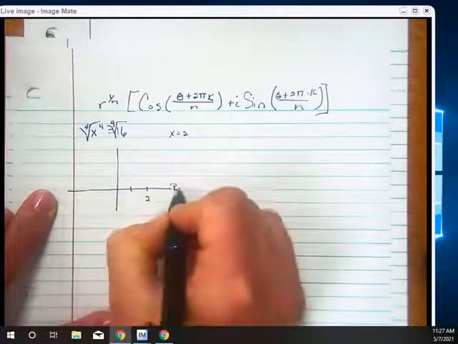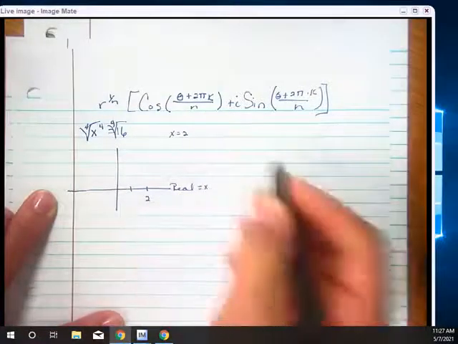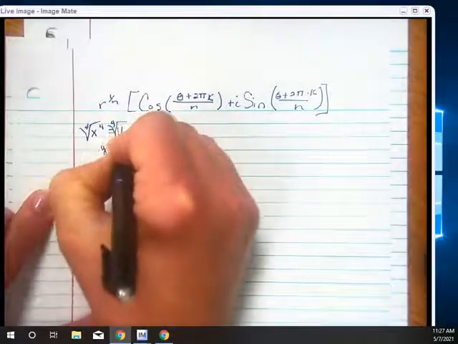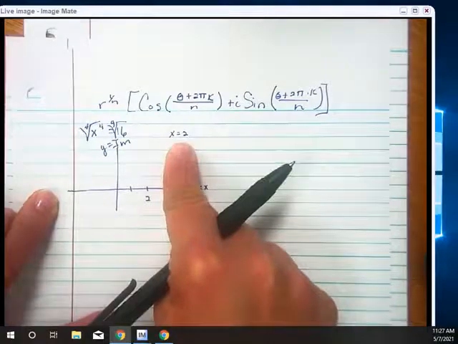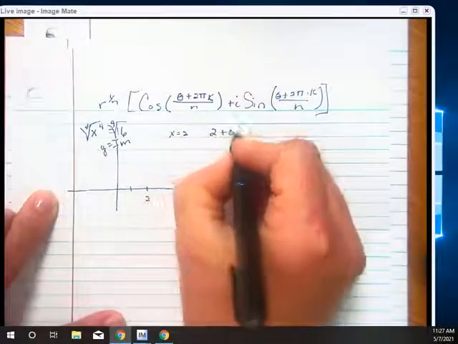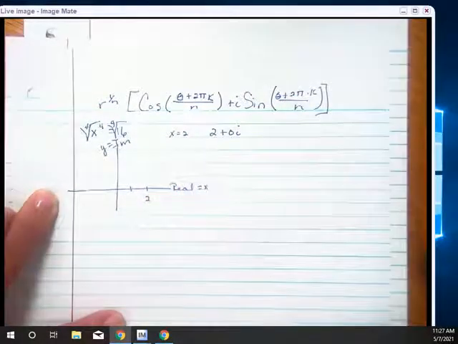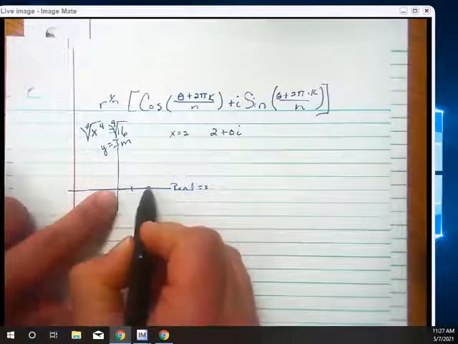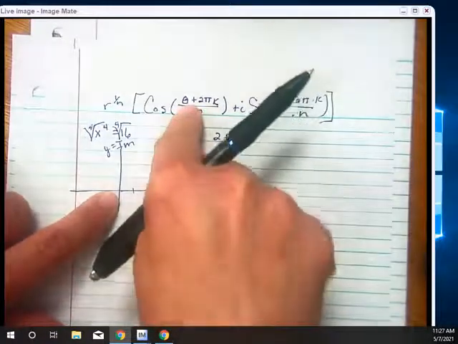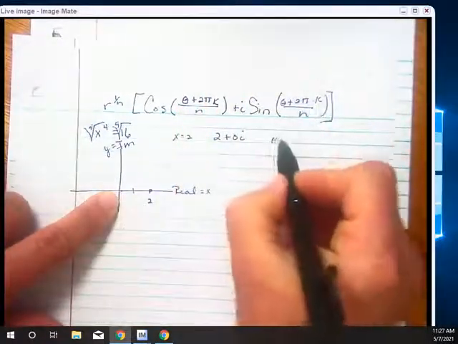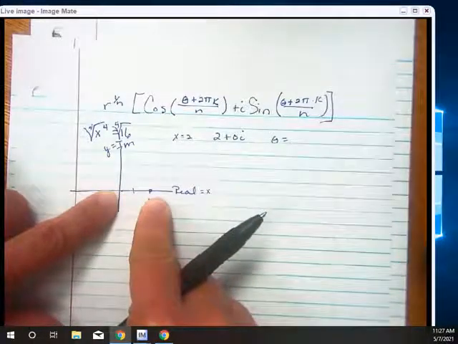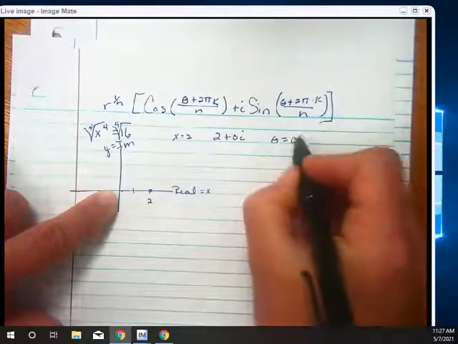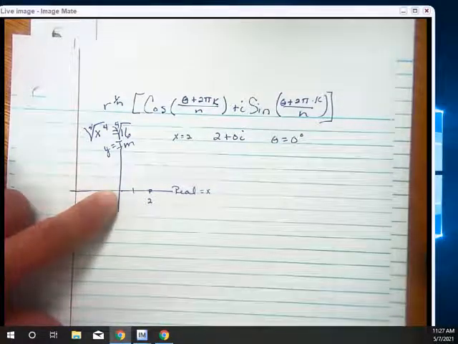When we're talking about imaginary numbers, the real number part is the x-axis. The y is the imaginary number part. When you have the number 2, that is the same as 2 plus 0i. So we are on the x-axis. What angle theta is the x-axis? 0 degrees. So we're at 0 degrees in this case.